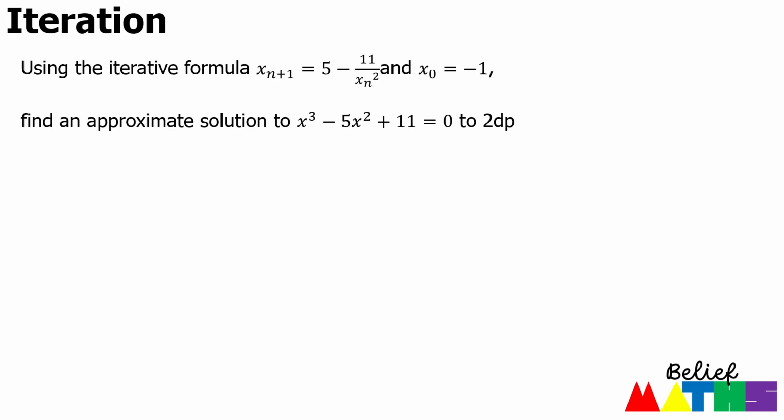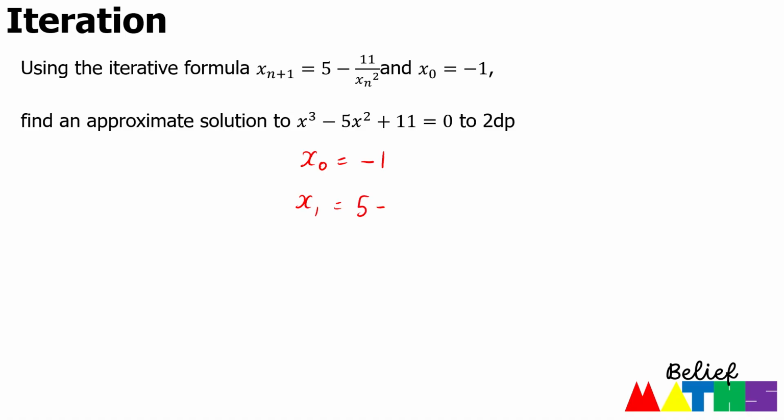Now this is the more typical example of what you'd expect to see here. It gives you an iterative formula, it gives you an initial value and asks you to find an approximate solution, in this case to 2 decimal places, or it might say find x1, x2, x3. So I always recommend you start by writing x0 is equal to the value they give you, so -1. That way you can keep track of what x you're on. Then we have x1 is equal to, and we're going to substitute this -1 in there.